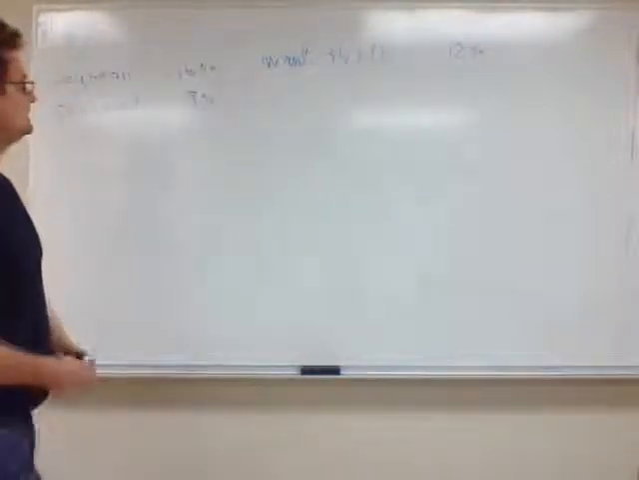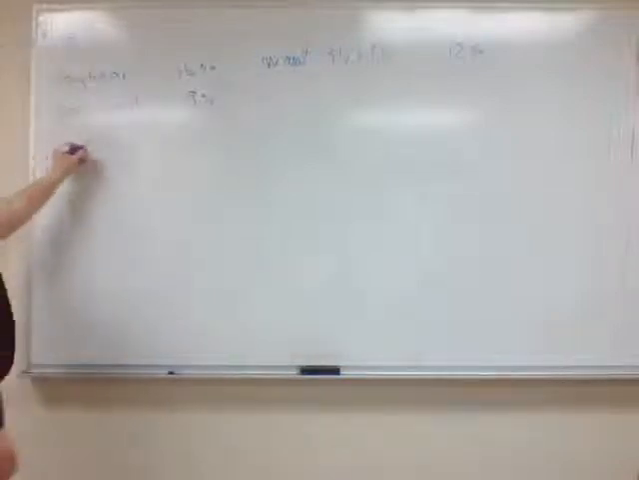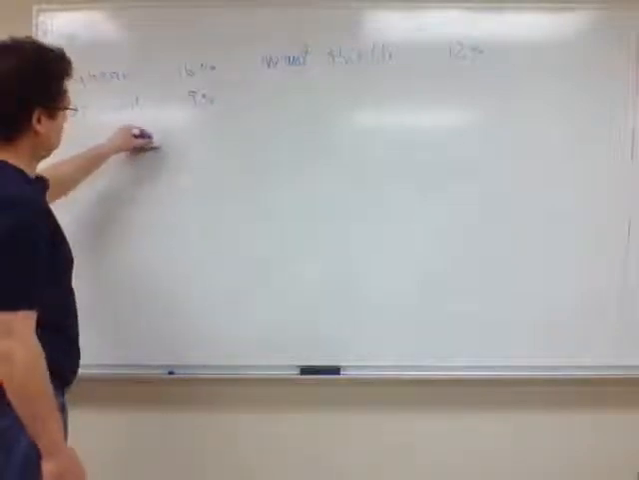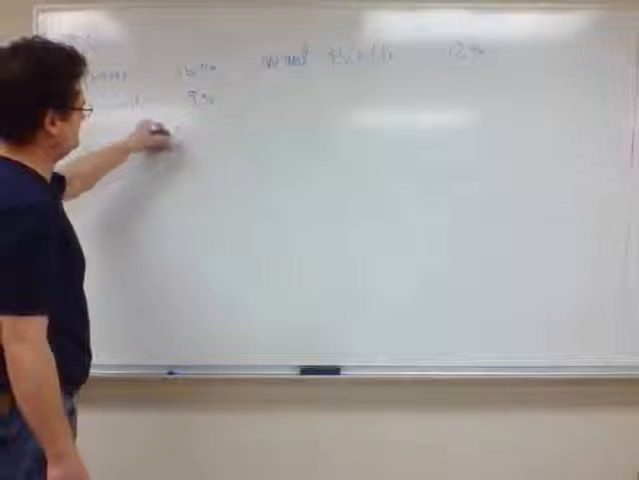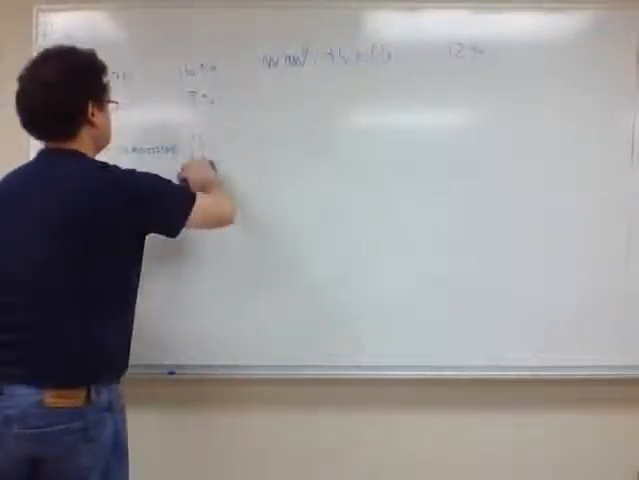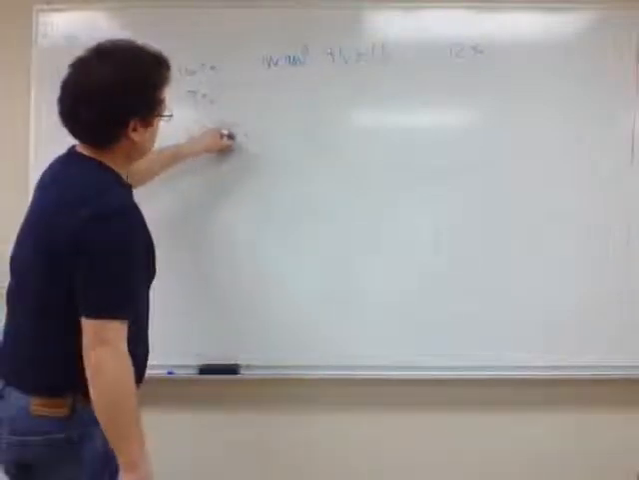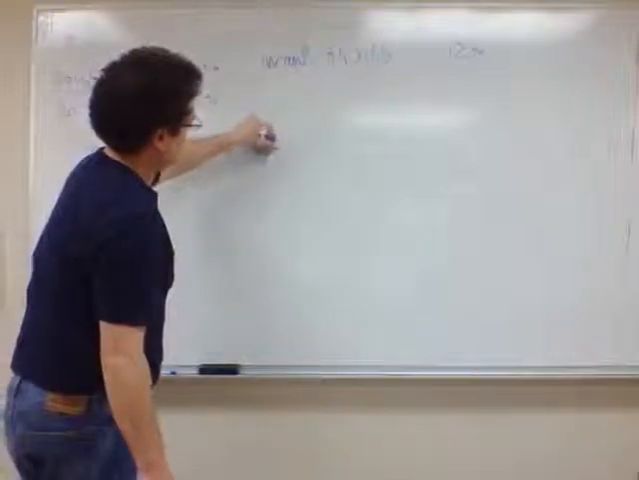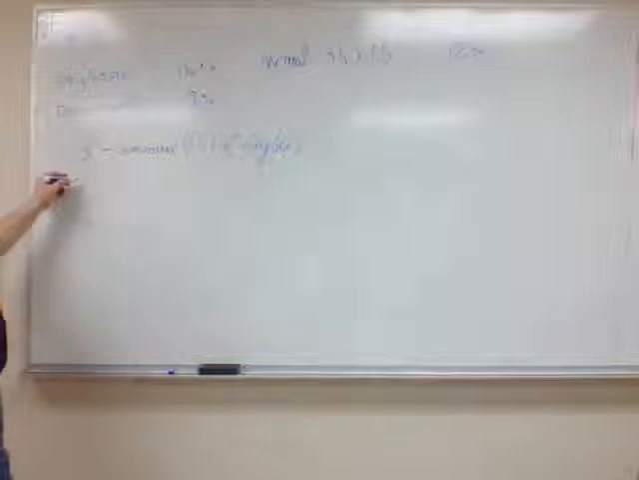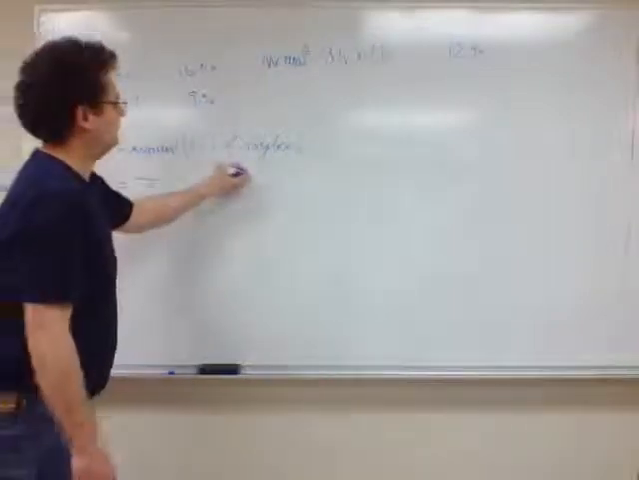Okay, so again, let x be the amount in pounds of soybean in this mixture, and y is the amount of cornmeal.